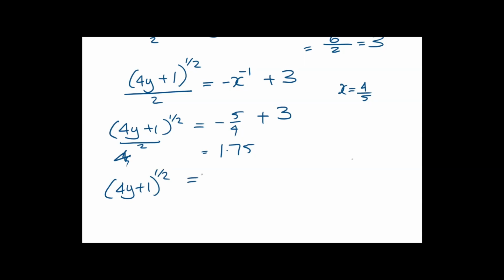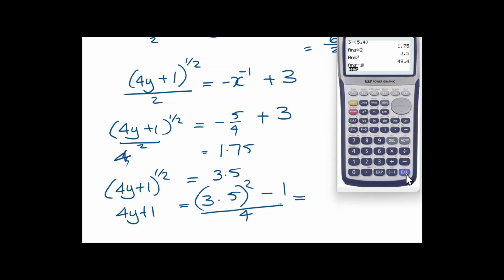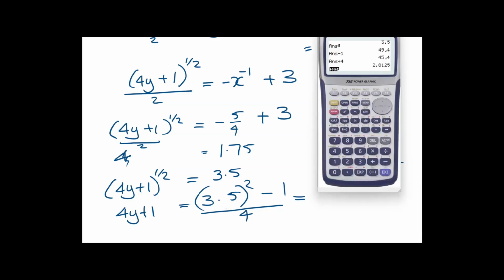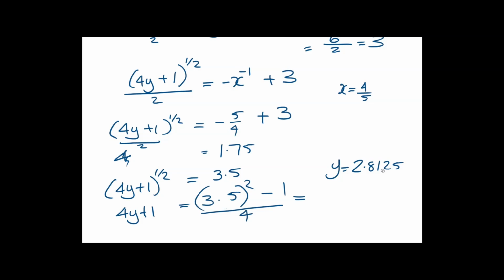and 2 times 1.75 is 3.5. Now let's square both sides, take 1 away from that, and we should get that number minus 1, divided by 4, and it's going to be 2.8125. So y equals 2.8125, and I think it's a fraction, 45 over 16.